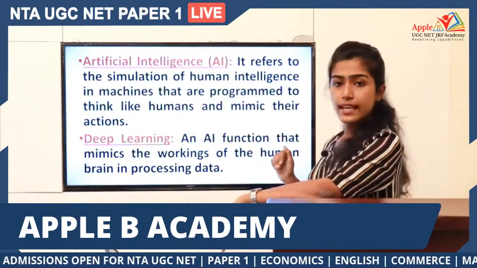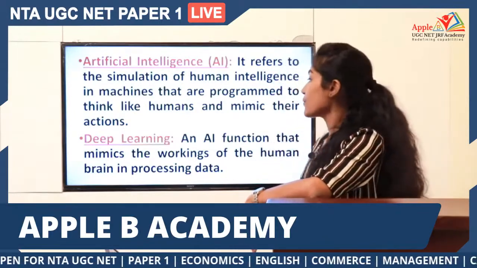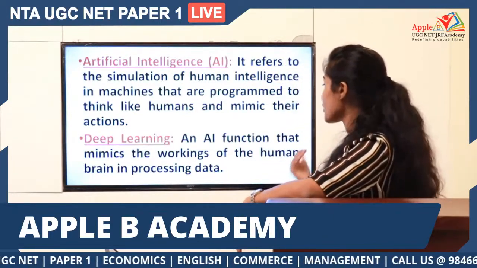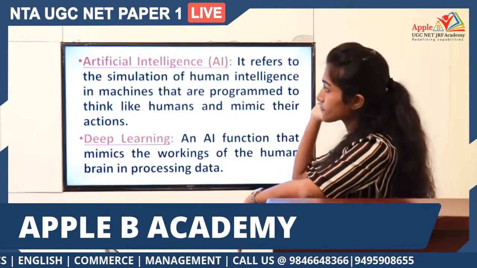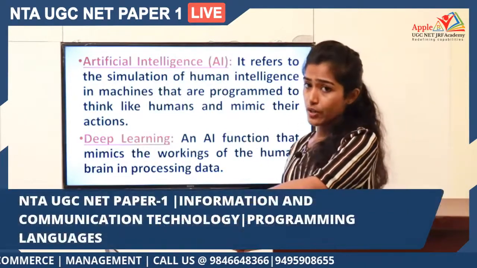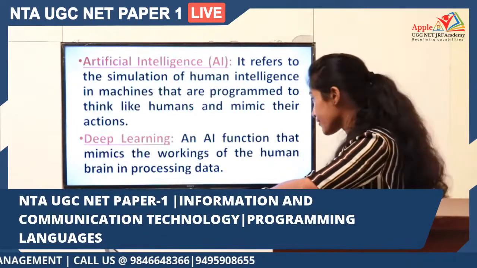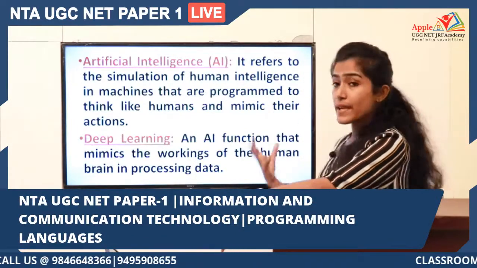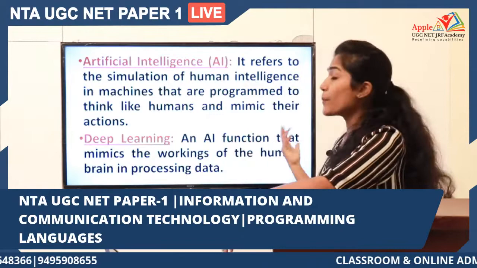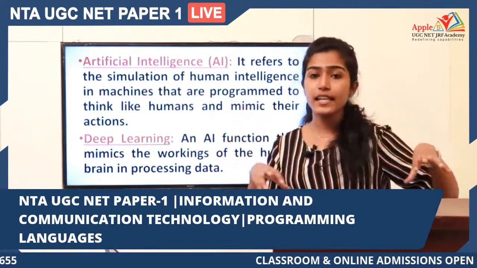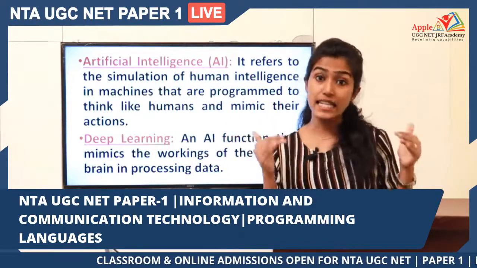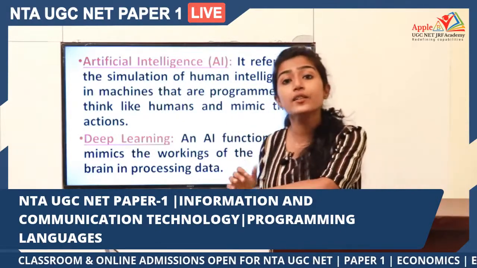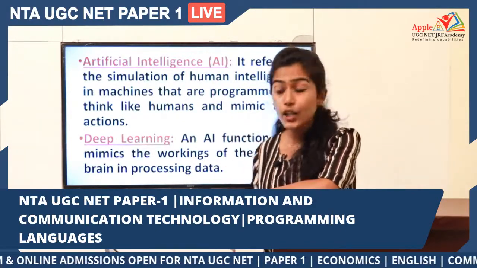Then we have the second option, that was deep learning. And what is deep learning? An AI function that mimics the workings of the human brain in processing data. So deep learning is also associated with AI. That is an AI function, and that mimics the workings of the human brain. So in deep learning, basically the machines are mimicking the human brain in processing data. So that is another thing that we have learned from that single question.